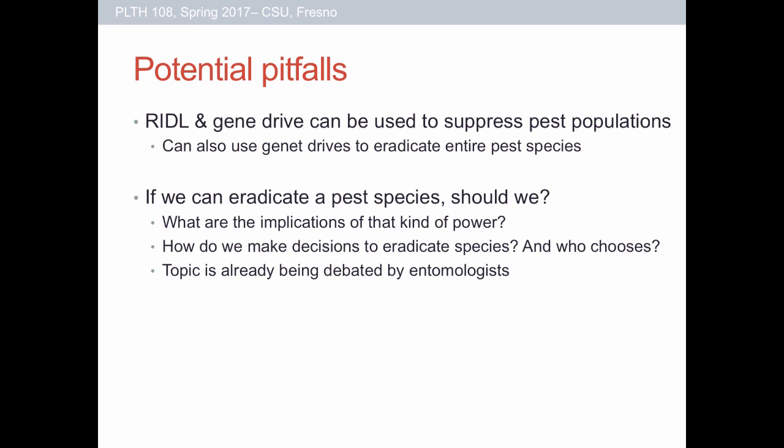All right. And it also just brings up some really interesting ethical questions too. So with technologies like RIDL and gene drive, we can not just suppress populations, but if we put a genetic drive into the system, we could potentially eradicate entire species from the face of the earth, at least in theory. And so it kind of raises these interesting philosophical questions like, if we have the ability to eradicate a pest species, should we eradicate a pest species? And if we did decide to do so, then who makes the decisions on what pest species get eradicated and which ones don't? And if it's relatively easy to engineer this, then how do we stop people from eradicating some species that they just don't like?